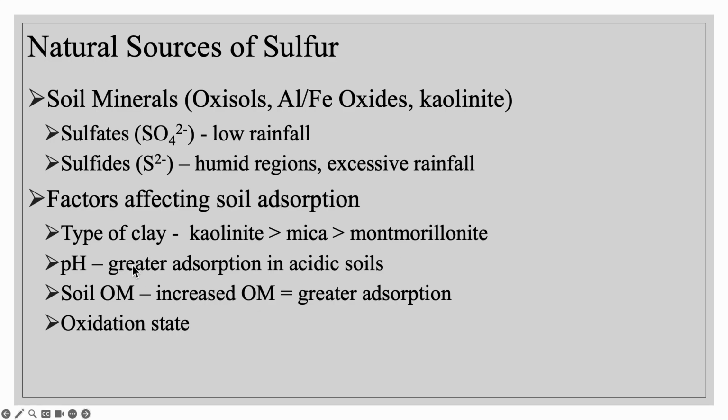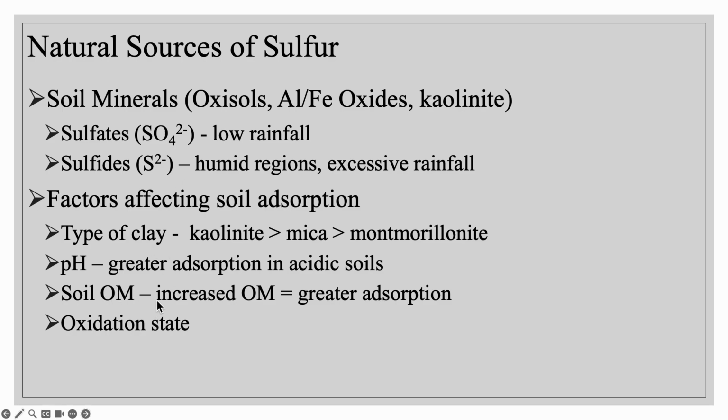pH is going to influence that. We didn't talk a lot about pH, but to understand it, when the soil is more acidic, we have a greater hydrogen concentration, or H+. And when the soil is more alkaline, we have a greater hydroxyl concentration, which is OH-. And so if we have more H+ and the overall net charge on sulfate is -2, then there's probably going to be more adsorption in that acidic soil.